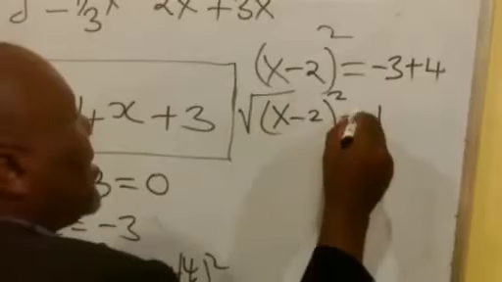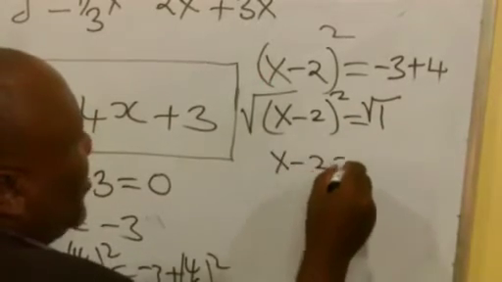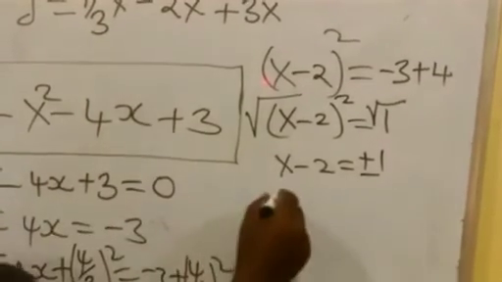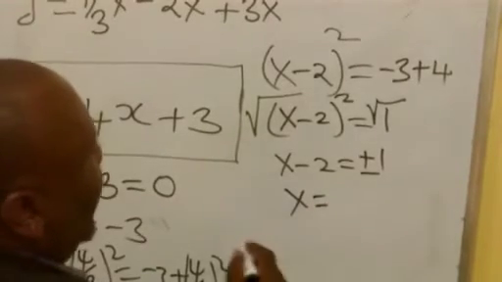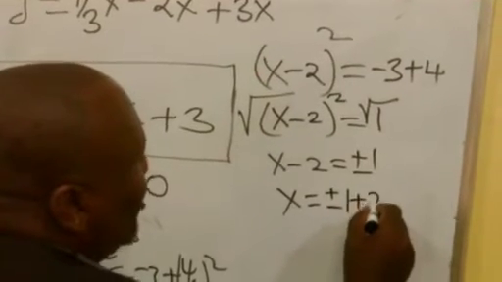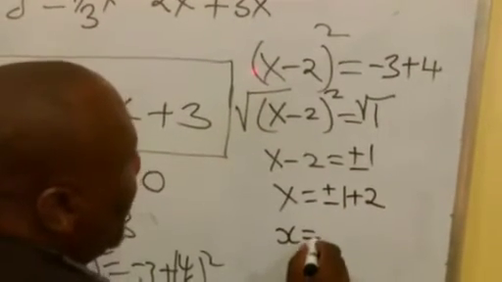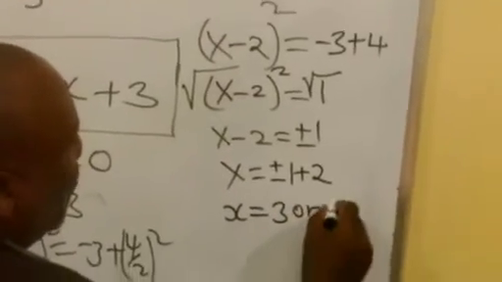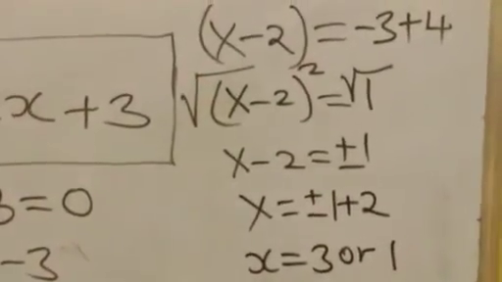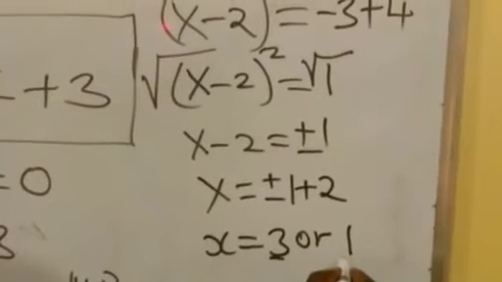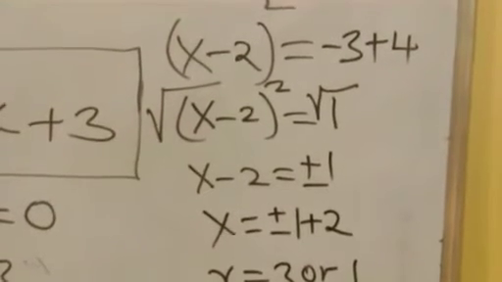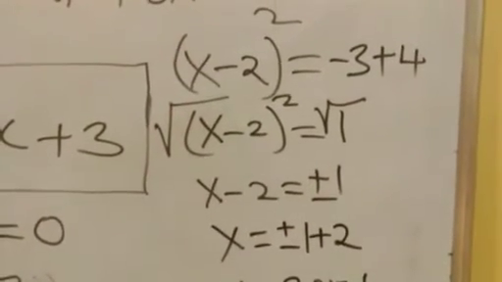So when we take the root of every side, we are going to have x minus 2 equals plus or minus 1. So we are going to have x equals 2 plus or minus 1. So x equals 3 or 1. So there are two turning points here. The first one is x equals 3, and the other one is x equals 1. There are two turning points. The first one x equals 3, and the second one x equals 1.